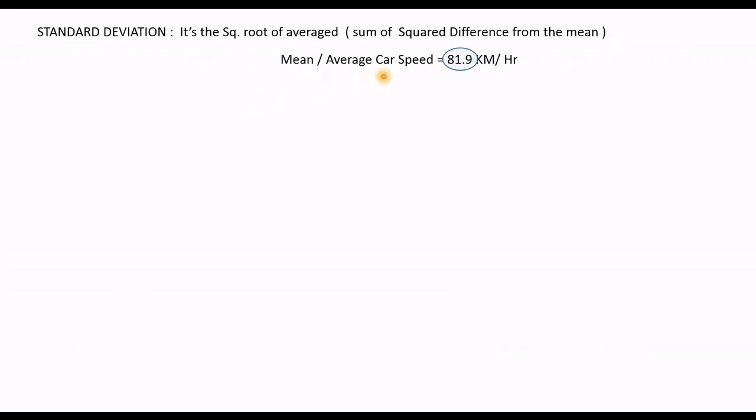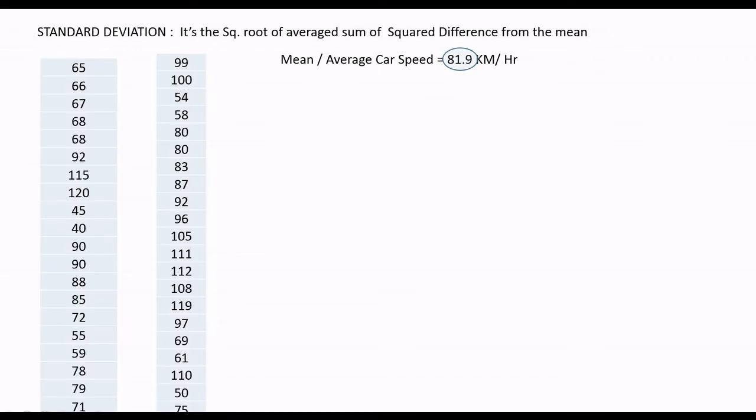So we have already calculated the car mean speed, 81.9 kilometers per hour, in the previous slide. This was our raw data, the 41 car speeds recorded by the policeman. Now we have to take the difference of each of these readings from the mean. See the definition, it is asking for difference from the mean. So this is the data, this is the mean. I want to know the difference from the mean: 65 minus 81.9, 66 minus 81.9, 67 minus 81.9.